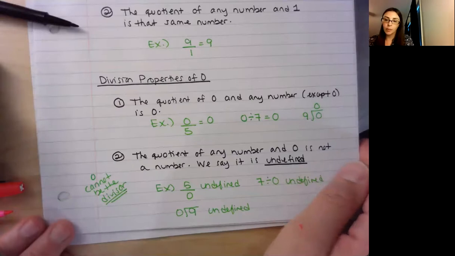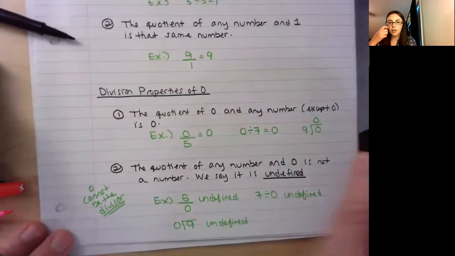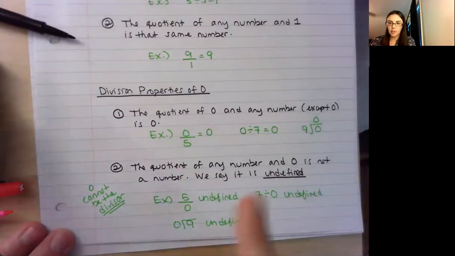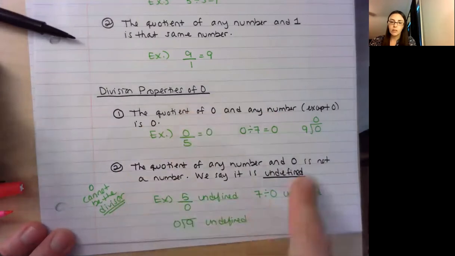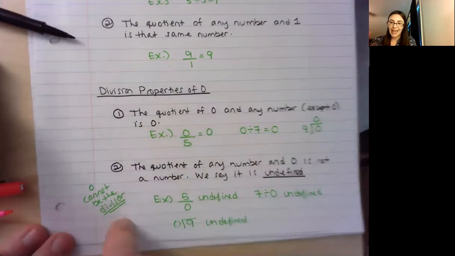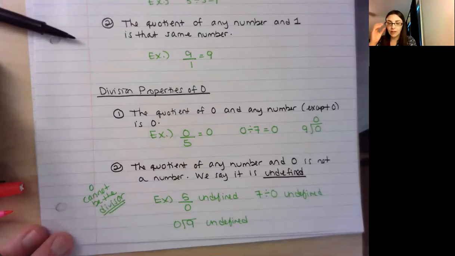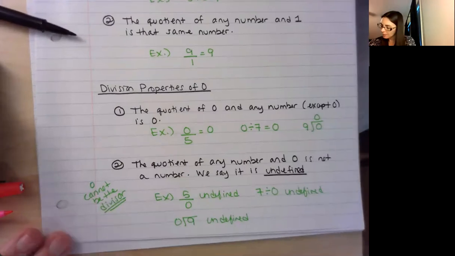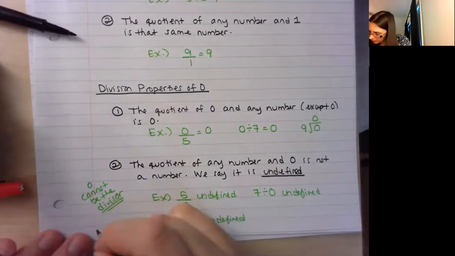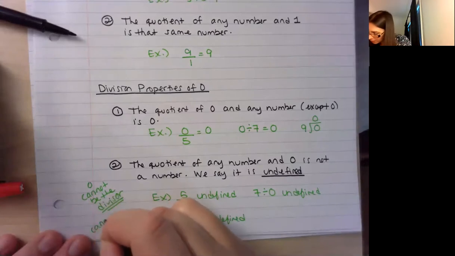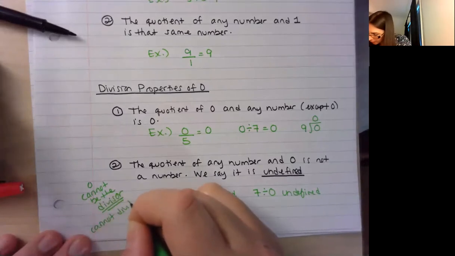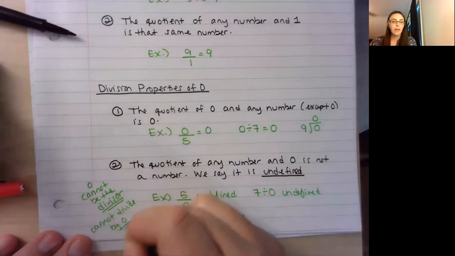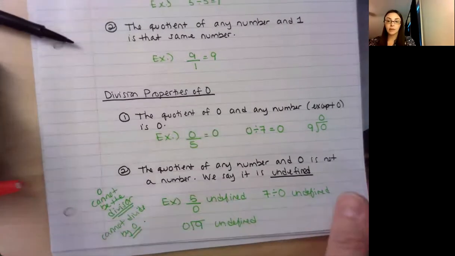Okay, so those are our important properties. And again, I think most of them you already know, but the big one that always mixes students up is the zeros. So if 0 is the divisor, that is bad. It is undefined. We can't divide by 0. So we cannot divide by 0. Okay, then it's undefined. So we have to be really careful here.